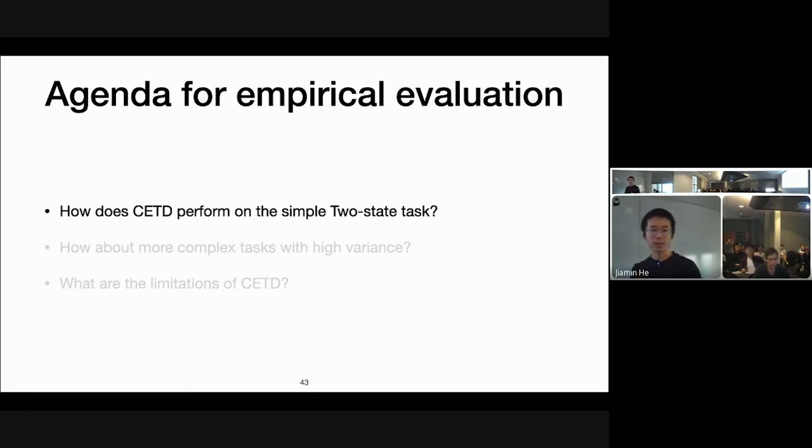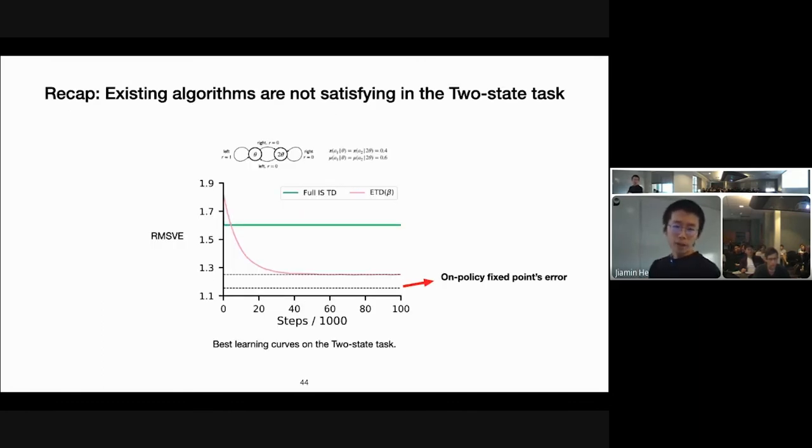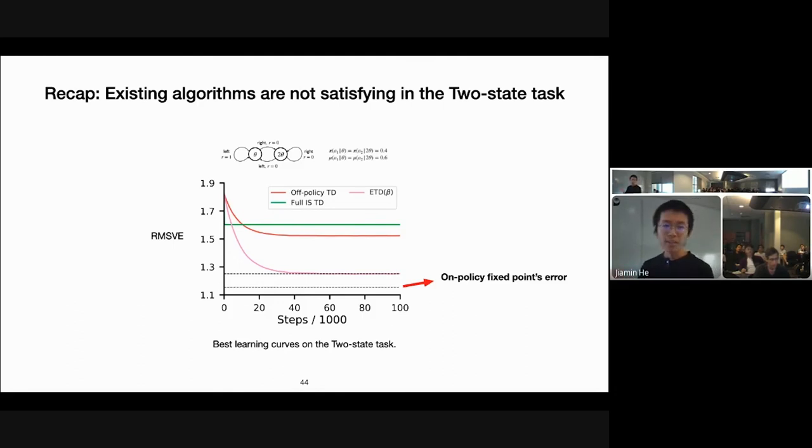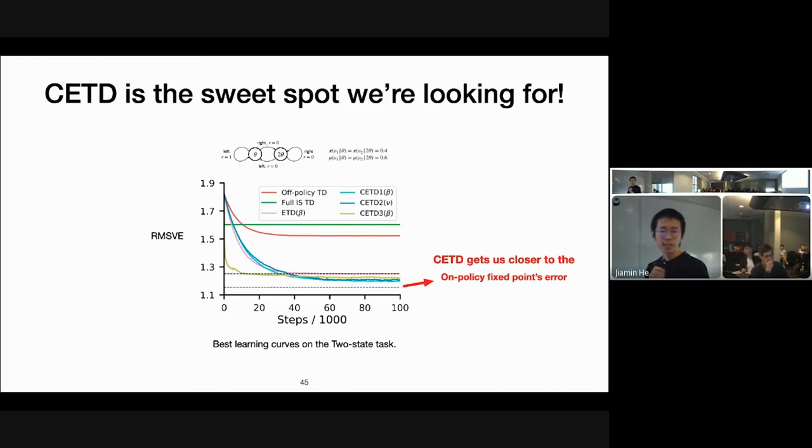Now, let's get into the first question. We have already seen this learning curve plot, and I added off-policy TD here. We can see that it converged to a solution with large bias. And if we plot the learning curve of CETD, we can see that it successfully breaks through the second, the top dashed line, and gets us closer to the on-policy fixed point. Thus we have shown that CETD is indeed the sweet spot that we are looking for.